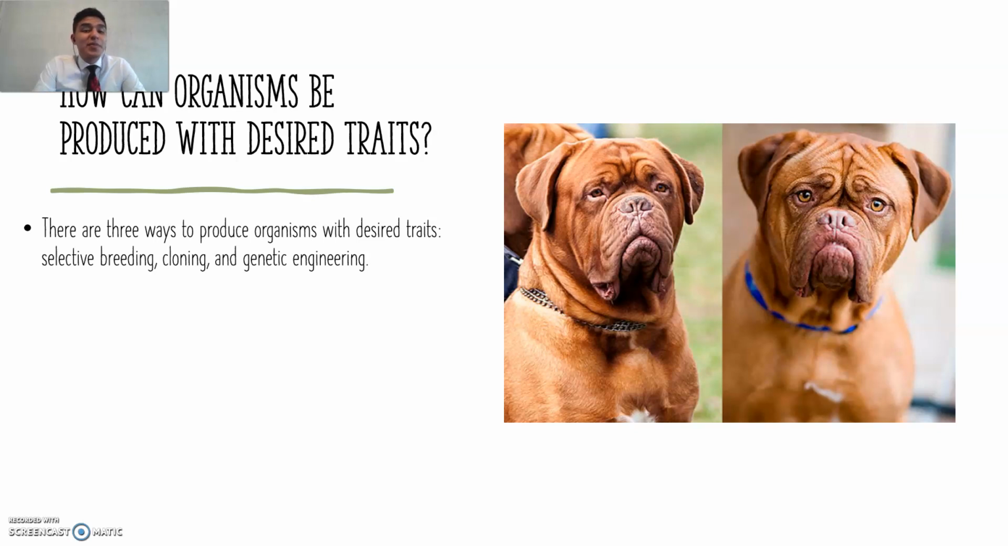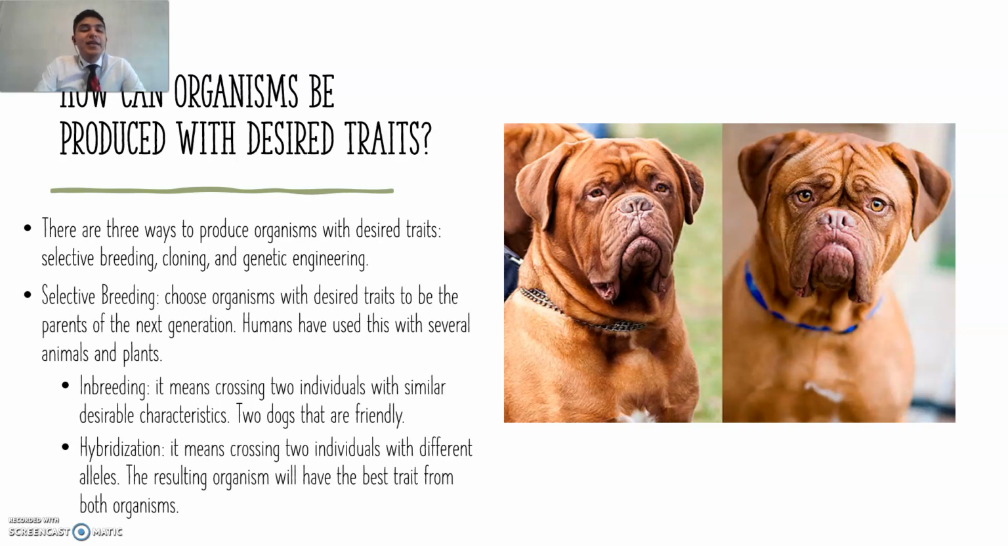So there are three ways to produce organisms with desired traits. We have selective breeding, cloning, and genetic engineering. So selective breeding chooses organisms with desired traits to be the parents of the next generation. Humans use this with several animals and plants. So selective breeding is the example that I was telling you about. Choose two specimens that you like and mate them to be the parents of the next generation.